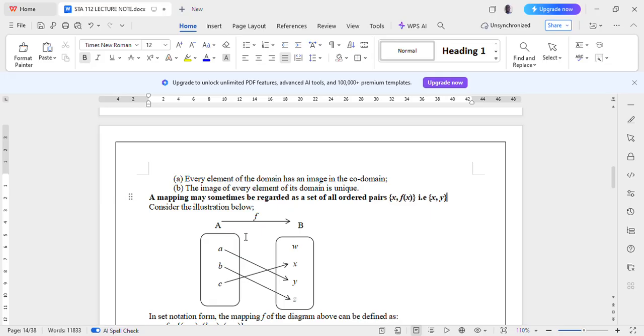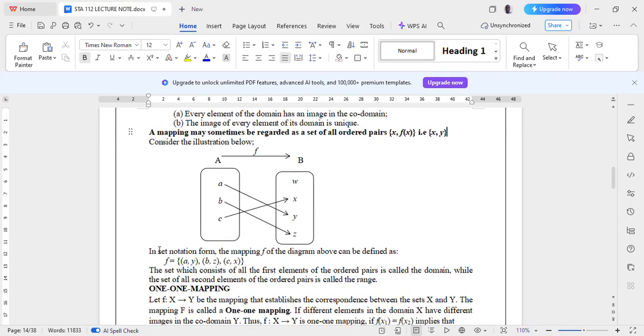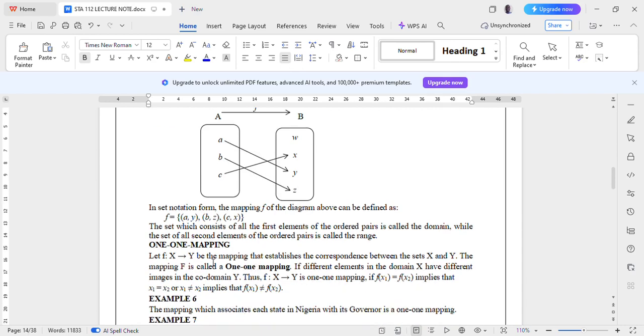Yes. So now look at this. Is there a set notation for the mapping f from the diagram? It can be defined as f is equal to... now f is equal to what? (a, y). That is, a to y. The image of a is y, and the image of c is x, and the image of b is z. So let's talk about types of mapping now.